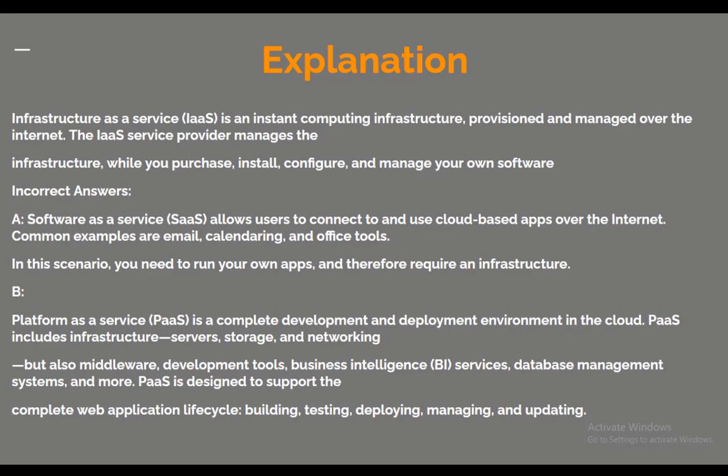Incorrect answers. Option A. Software as a service allows users to connect to and use cloud-based apps over the internet. Common examples are email, calendaring, and office tools. In this scenario, you need to run your own apps and therefore require an infrastructure. Option B. Platform as a service is a complete development and deployment environment in the cloud. PaaS includes infrastructure, servers, storage, and networking, but also middleware, development tools, business intelligence services, database management systems, and more. PaaS is designed to support the complete web application lifecycle: building, testing, deploying, managing, and updating.